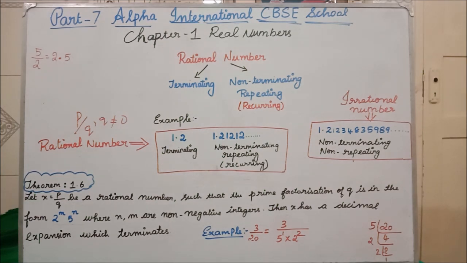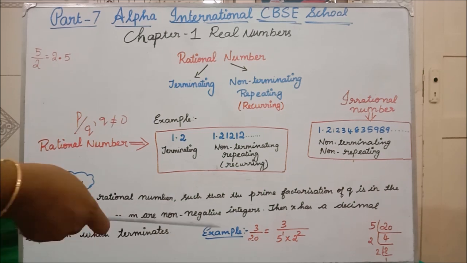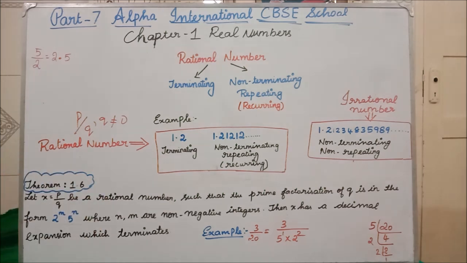When you are doing the denominator factorization, the denominator has to get in what form? 2 power m into 5 power n, you have to get that form. Now if you see, are we getting that form or not? Yes, we are getting. Even 5 power n into 2 power m, or 2 power m into 5 power n, both are the same only. Therefore, this 3 by 20 is terminating. We have to write that. Clear about this theorem? Okay, we will see the next theorem.